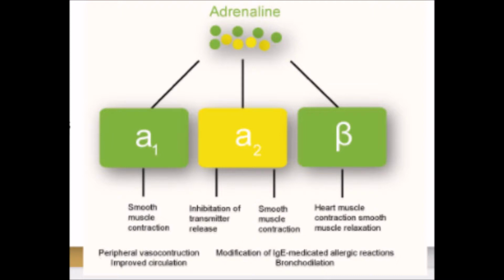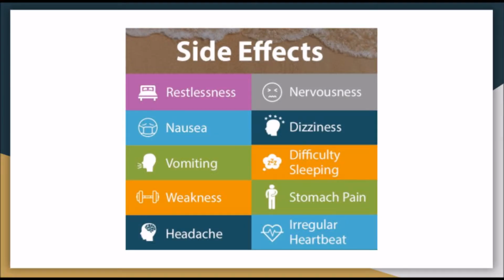So when the alpha receptor is activated, the blood vessels are constricted, and this in turn increases the blood pressure. But since this occurs in the mucous membranes of the respiratory tract, the medication shrinks the swollen mucous membranes and in turn reduces congestion. The side effects of pseudoephedrine are restlessness, nausea, vomiting, weakness, and headache. Some of the rarer ones are nervousness, dizziness, difficulty sleeping, stomach pain, and irregular heartbeat.